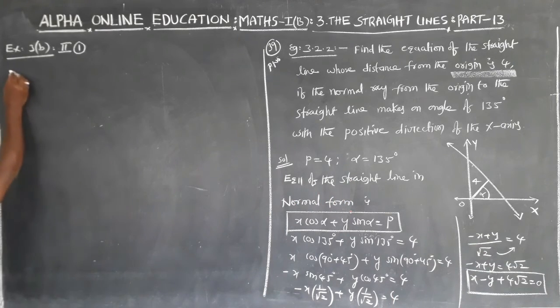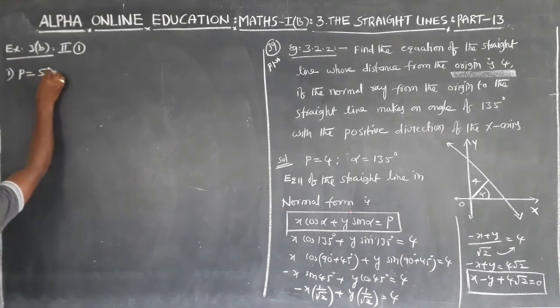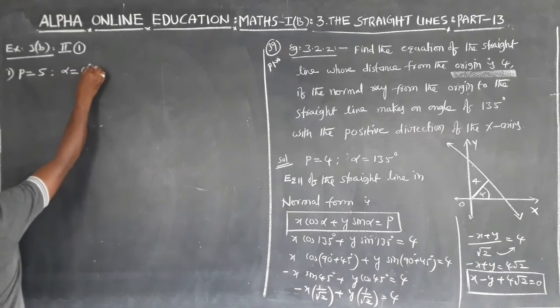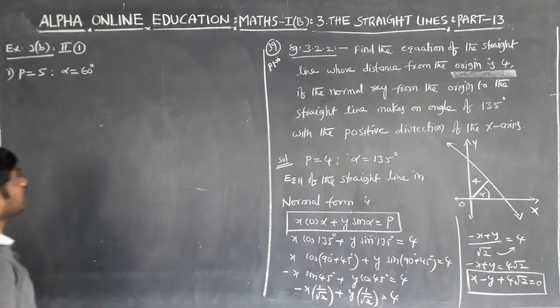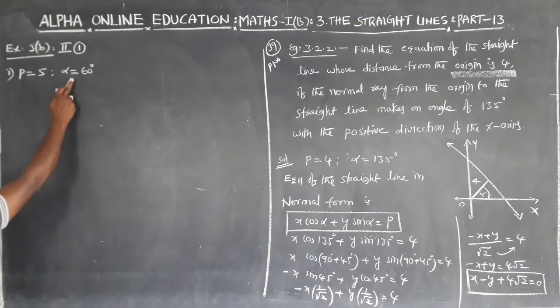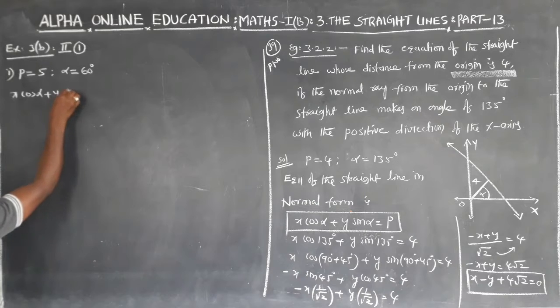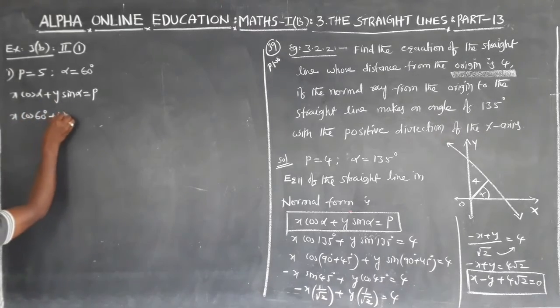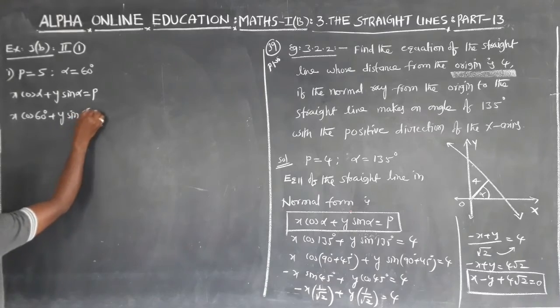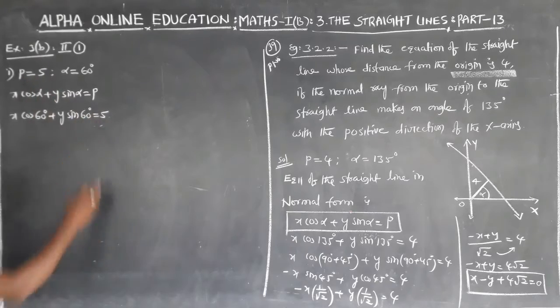First one is P is equal to 5, alpha is equal to 60 degrees. The equation of the straight line in normal form is x cos alpha plus y sin alpha is equal to P. So x into cos 60 degrees plus y into sin 60 degrees is equal to P, where P is equal to 5.